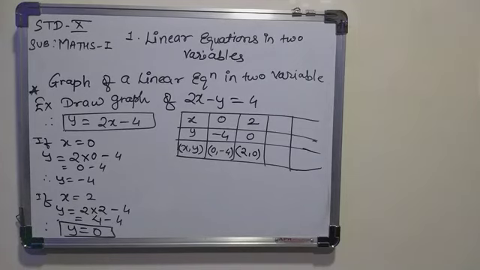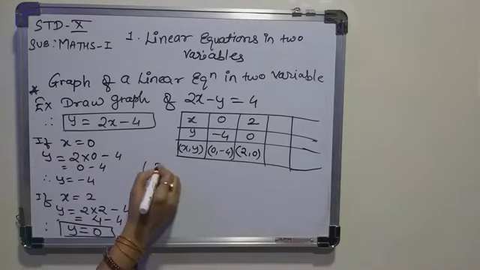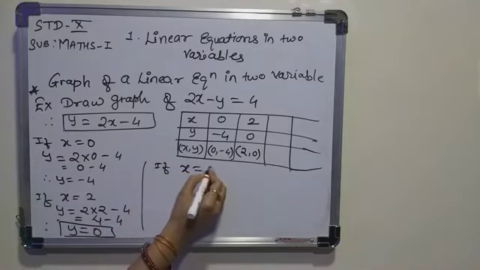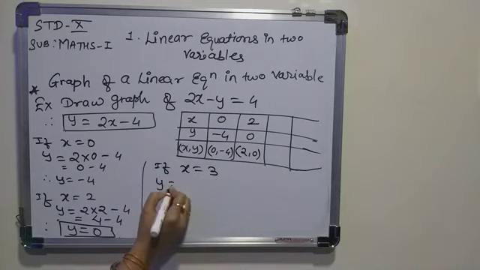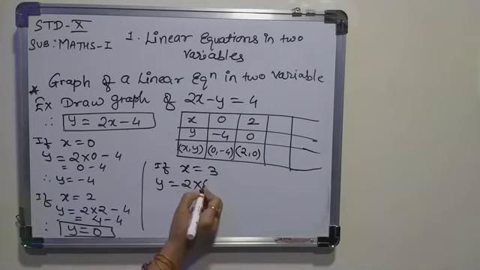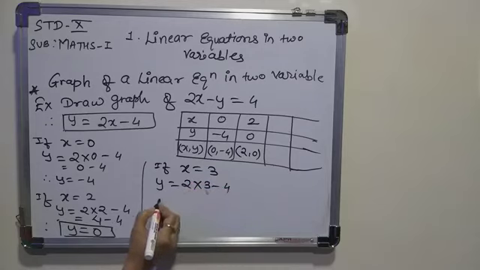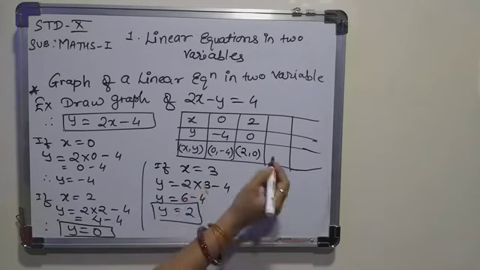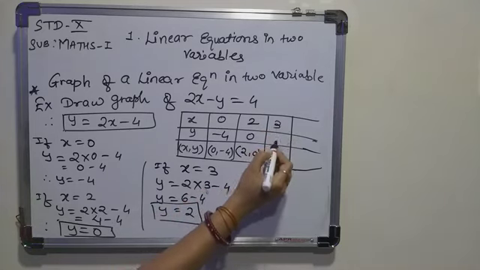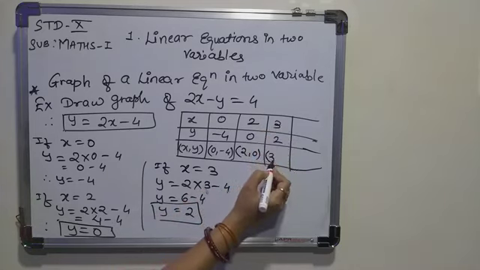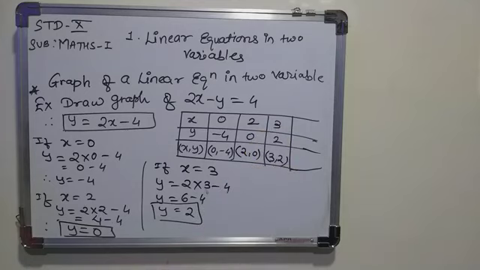So next, suppose you are taking x as 3. If your x value is 3, then your y will be 2 into 3 minus 4, right? y is equal to, 3 2s are 6. 6 minus 4 is 2. So your y value is 2. So your x is 3, your y is 2. So your ordered pair is 3 and 2.